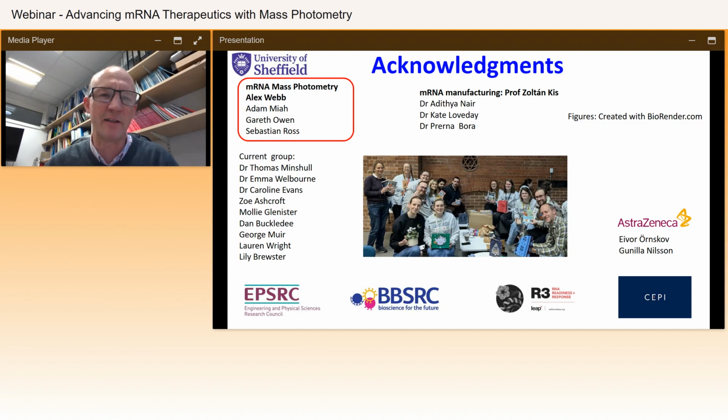And in addition, I'd like to thank Adam Meyer, Gareth Owen, and Sebastian Ross, who also developed the different mass spectrometry analyses and workflows, including the new mRNA sizing standards that we use in conjunction with the mass spectrometer.